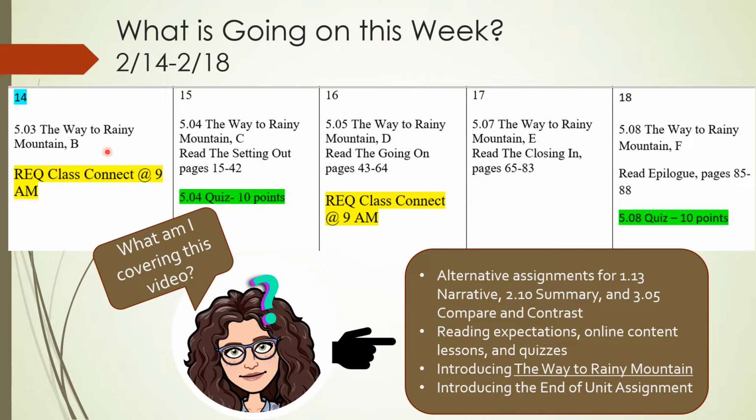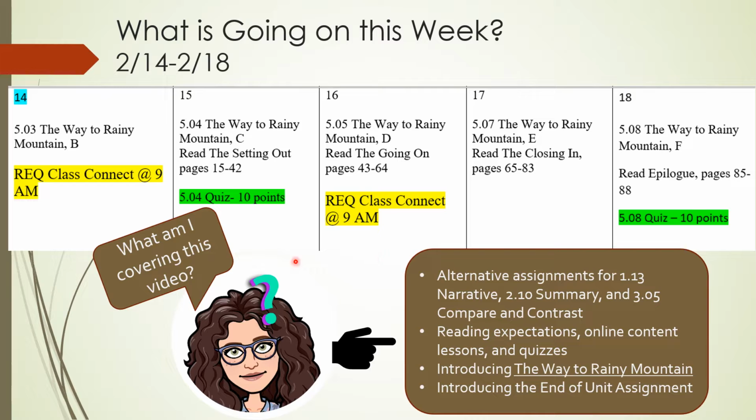All right, what is going on this week? We are spending the whole week reading The Way to Rainy Mountain. So you have Section B, Section C, Section D, Section E, and Section F. That covers the entire book. Don't panic. We'll talk about what that means in a bit. You have a 5.04 quiz on Tuesday and a 5.08 quiz on Friday. And as always, we have Class Connects on Monday and Wednesday at 9 a.m.